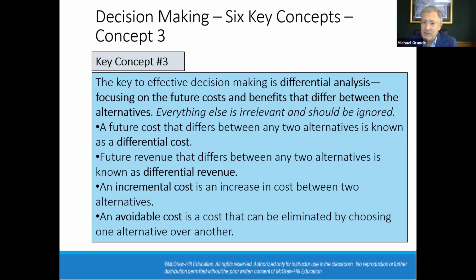An incremental cost is an increase in cost between the two alternatives, and an avoidable cost is a cost that can be eliminated by choosing one alternative over another.